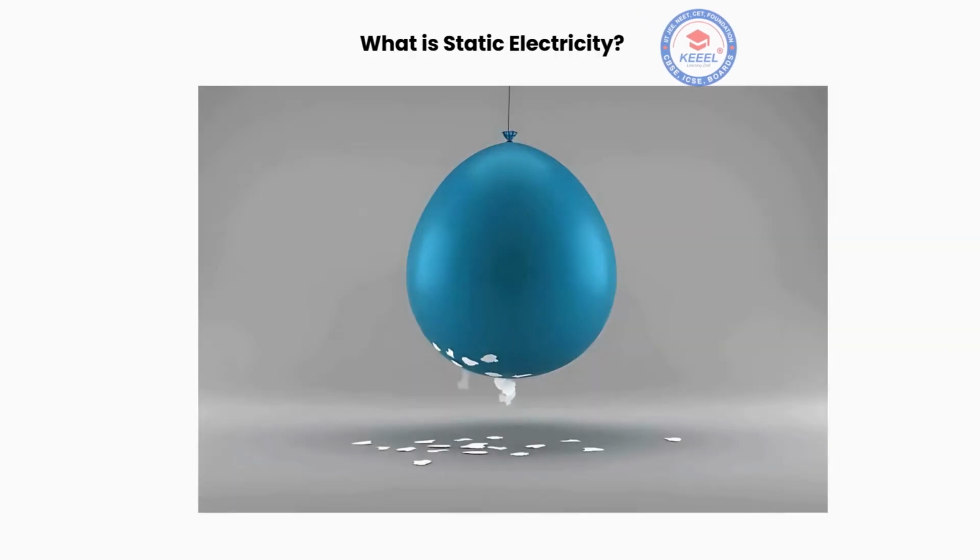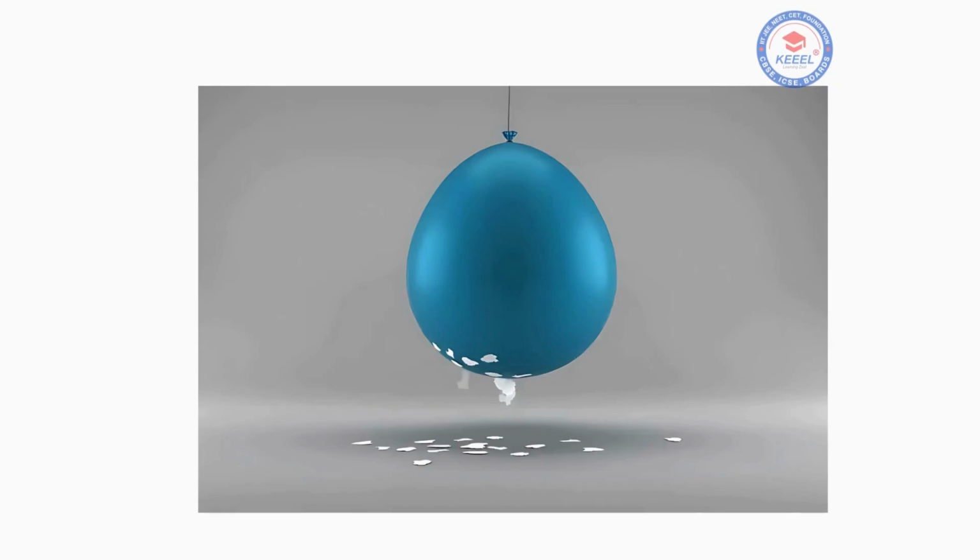What is static electricity? Static electricity means electricity that stays in one place. It happens when two objects are rubbed together and charges build up on them. For example, if you rub a balloon on your head and then bring it near small bits of paper, they get attracted. That is static electricity at work.